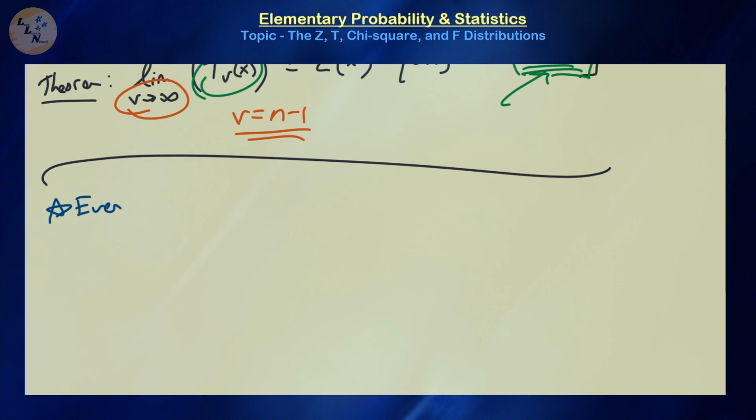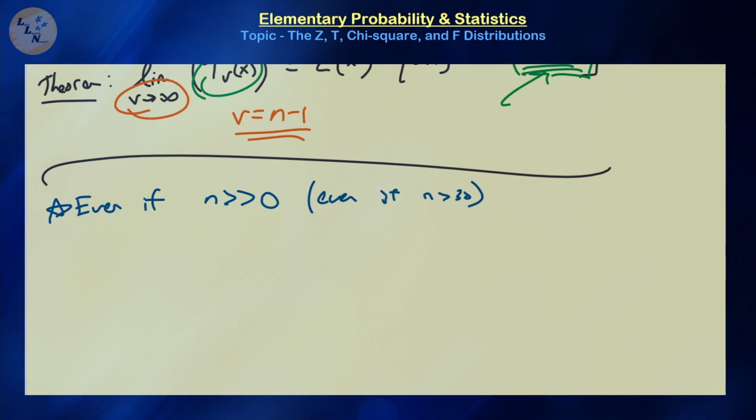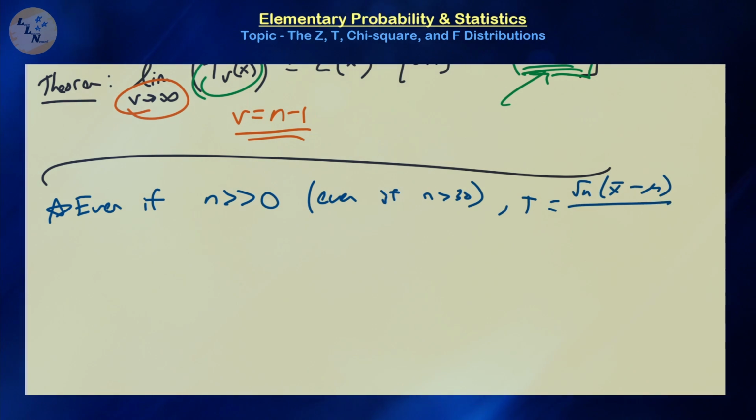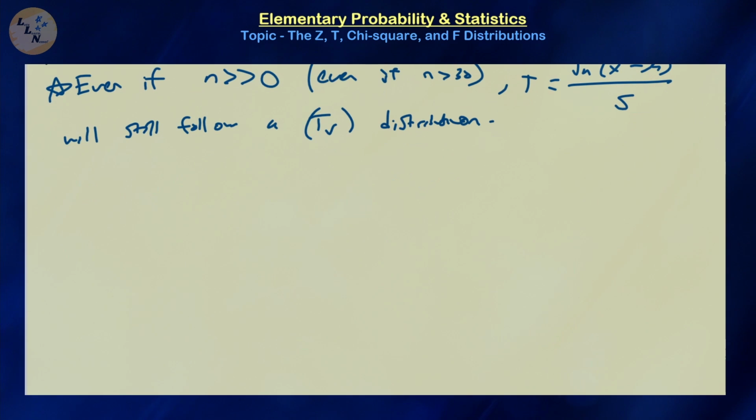So even if our sample size is very, very large, even if n is bigger than 30, because a lot of people still follow this procedure, the variable t, which is equal to the square root of n times x bar minus mu over s, will still follow a t distribution. It just will be approximately a z distribution. So you're going to be adding error if you use a z distribution, and some people are okay with that, but that's for them to decide.